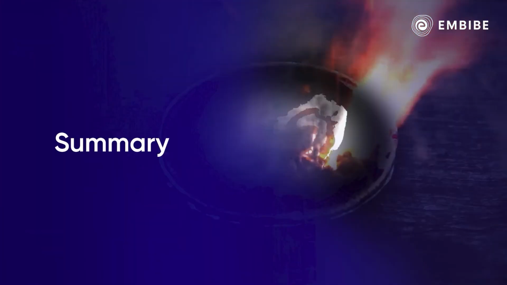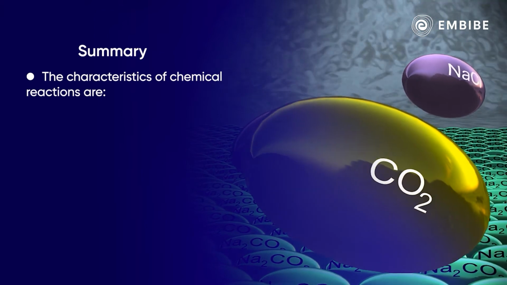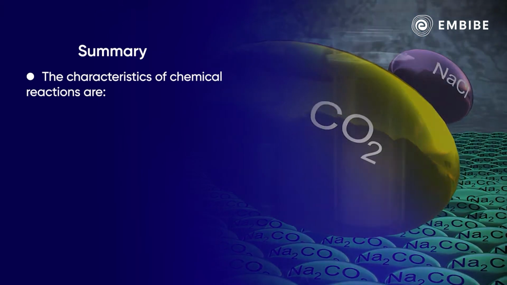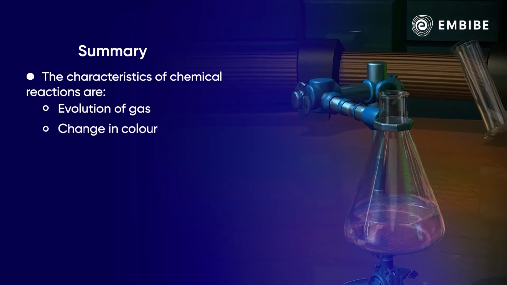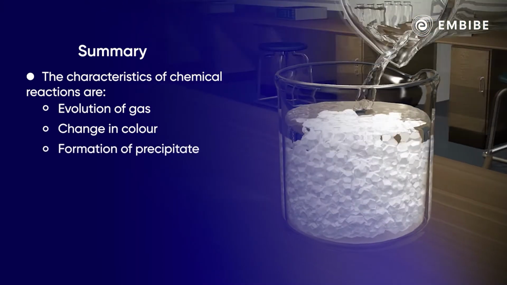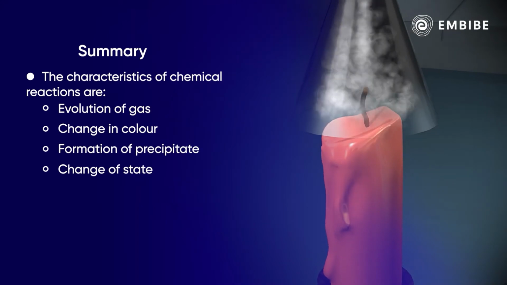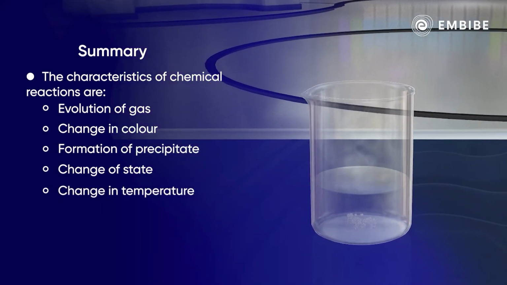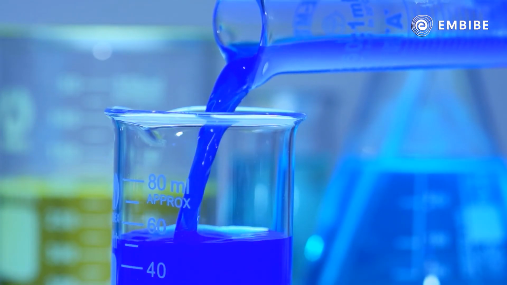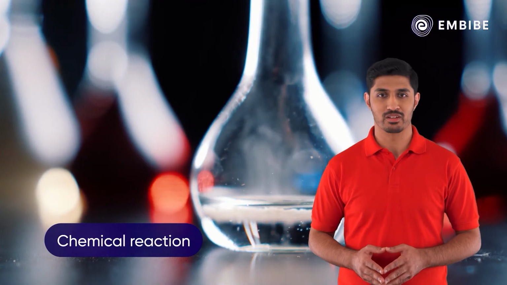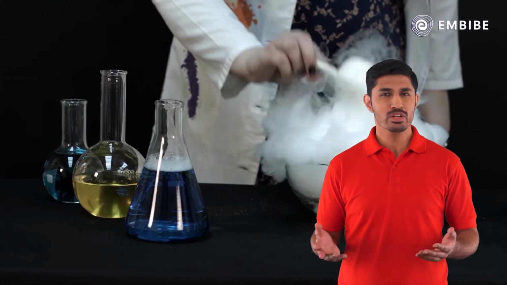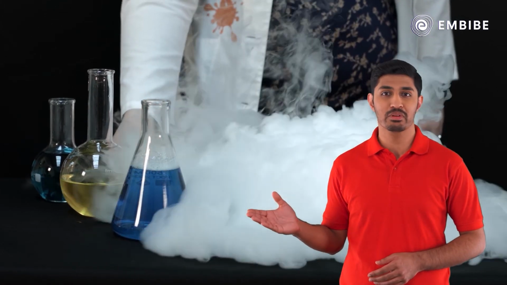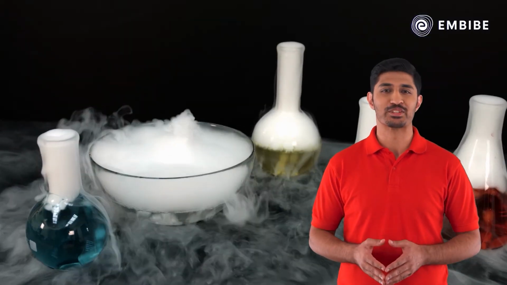Let's summarize. The characteristics of chemical reactions are evolution of gas, change in color, formation of precipitate, change of state, change in temperature. You can now recognize the occurrence of a chemical reaction by observing the changes taking place. But how can we correctly represent the chemical reactions? Stay tuned to find the answer.